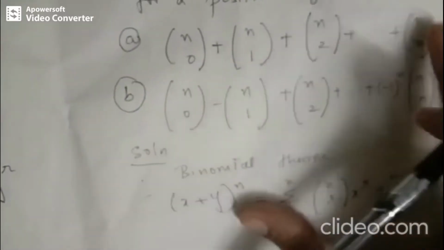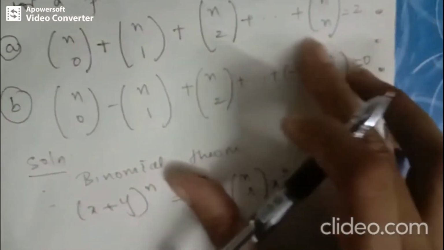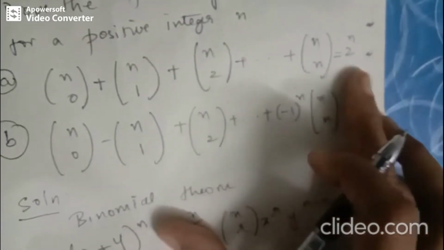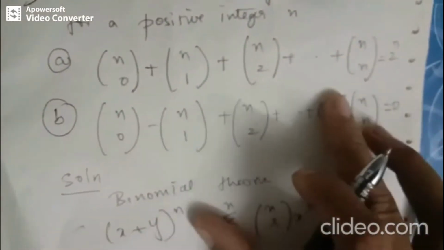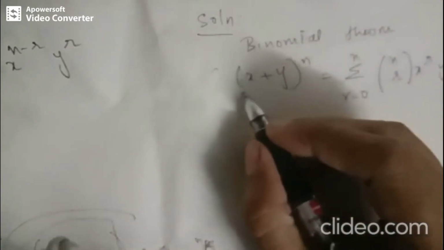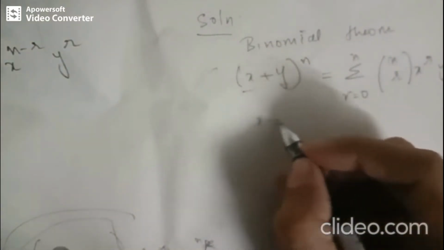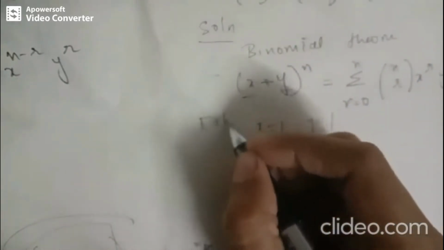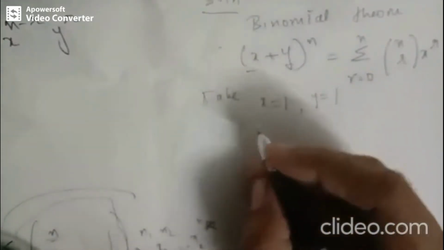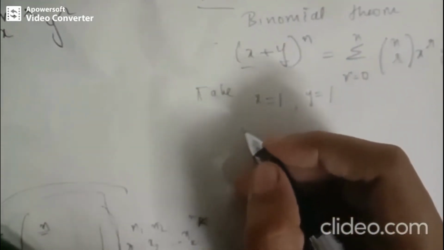Now, given the question, just look at the rightmost portion. We are supposed to get 2 raised to n, and we are supposed to prove the following things. So how can we get 2 raised to n as per the question? Obviously the x value should be 1 and y is 1. So we are going to take x equal to 1 and y equal to 1.